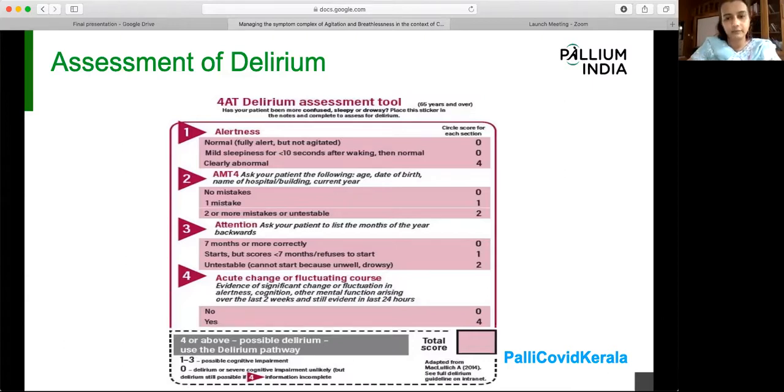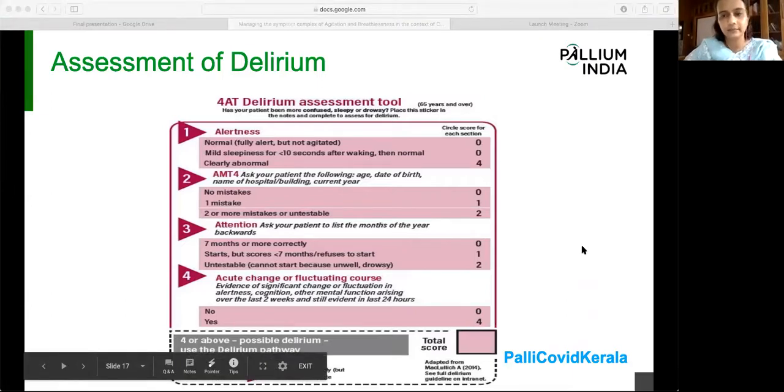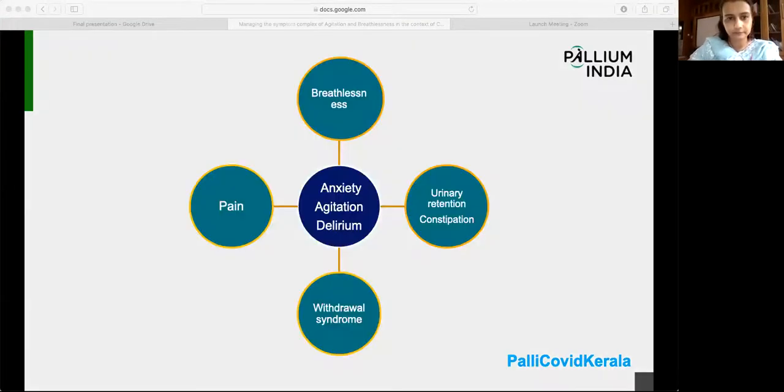Now, we probably are not able to test for this point, or you will have to call the family at home by telephone and ask. If there is an acute change or fluctuating course in the last 2 weeks, they score four, and if not, there's no score. And this is a score out of 12, and that's how you can assess and score delirium. Again, it might not be possible in our scenario, but this is the simplest tool that is available.